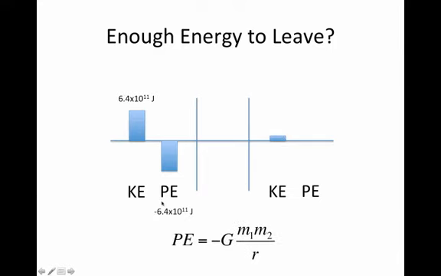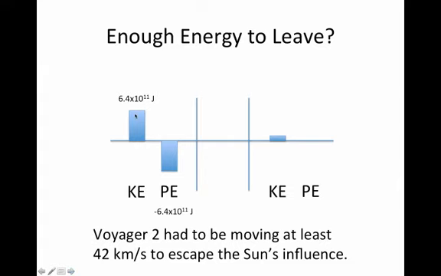All right, so if we calculate it, the Voyager spacecraft started with negative 6.4 times 10 to the 11th joules of gravitational potential energy. In order to escape, we had to make certain it had at least this much kinetic energy, so that afterwards it would be able to continue moving even when it had no potential energy. So in order for this to be the case, it had to be moving at least 42 kilometers per second to escape the sun's influence. So that's how quickly the spacecraft had to be going.